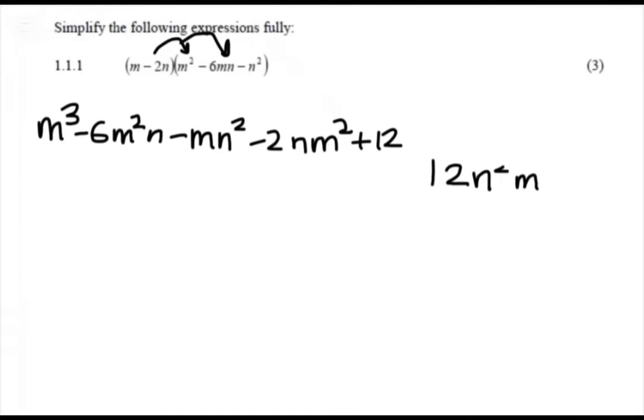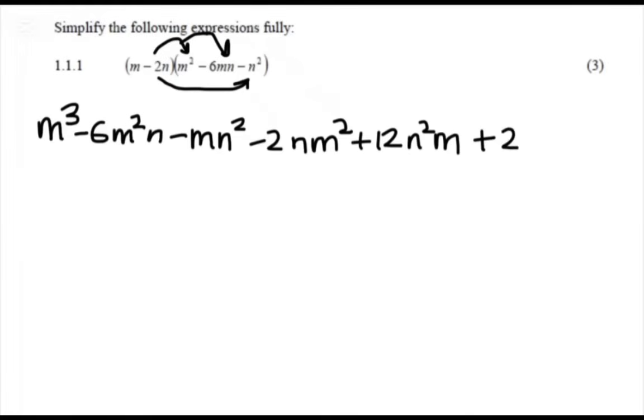Look at what I've left here: plus 12n squared m. Now we multiply the last one, negative 2n multiplied by n squared, which gives us negative 2n cubed. So next what we're going to do is add the like terms.